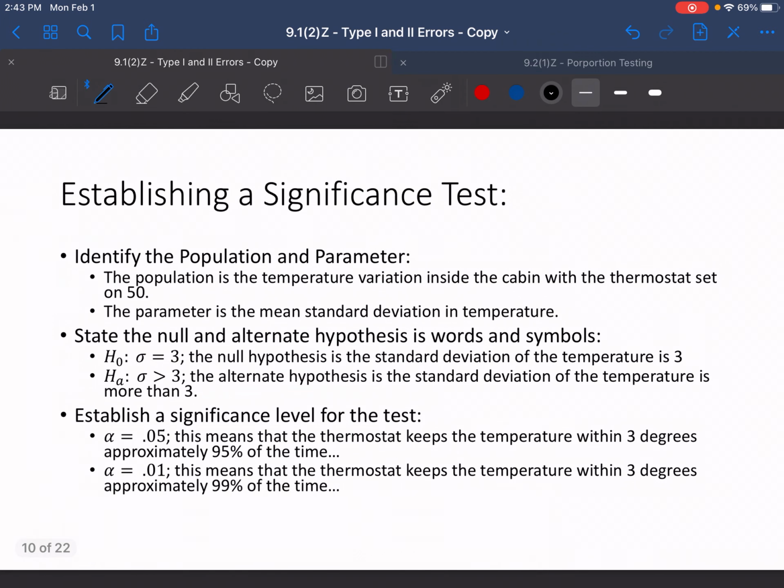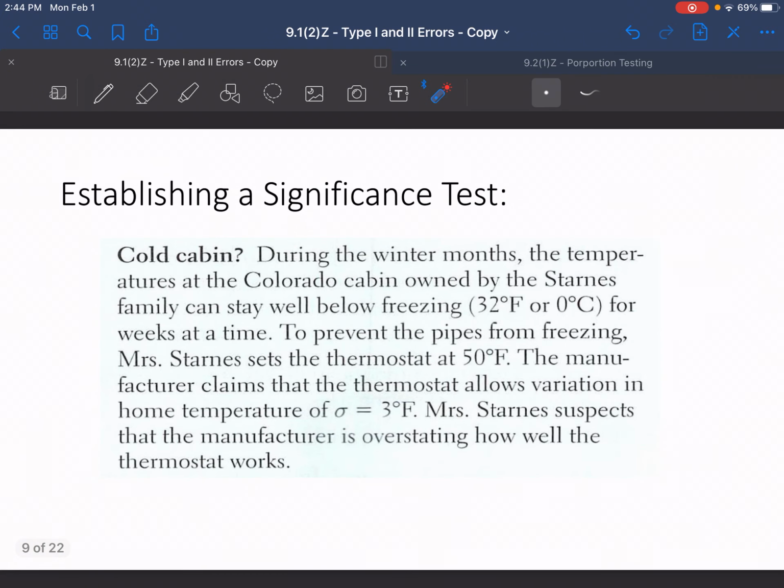So, first, we would need to identify our population and parameter. Our population is the temperature variation inside the cabin with the thermostat set at 50. Our parameter is the mean standard deviation in the temperature. So really we're focusing on our standard deviation, or this number right here.